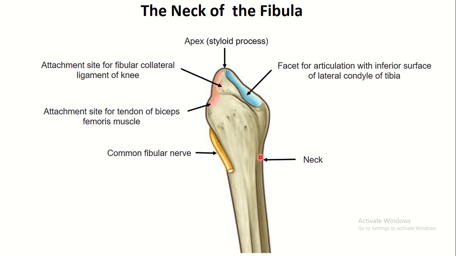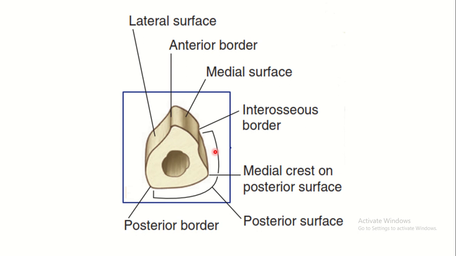Regarding the neck, it is a small area of transition between the head and the shaft. Importantly, here we can find the common fibular nerve passing from posterolaterally to anterior. This site is an important site for injury of the common fibular nerve. If a fracture happens here in the fibula, injury to the common fibular nerve can occur.